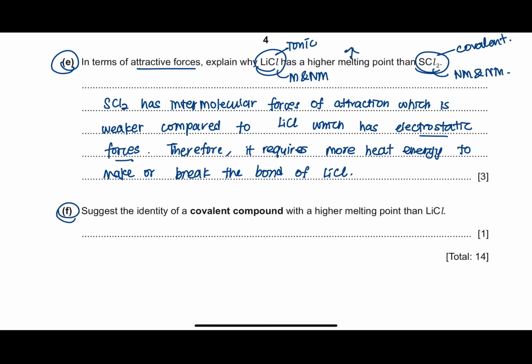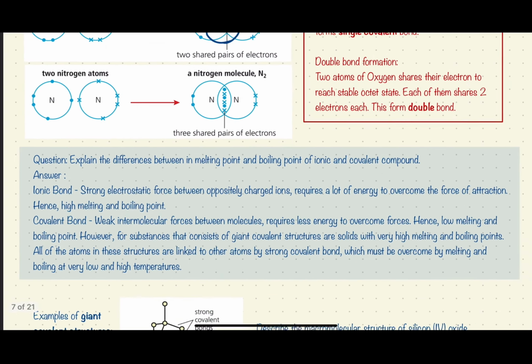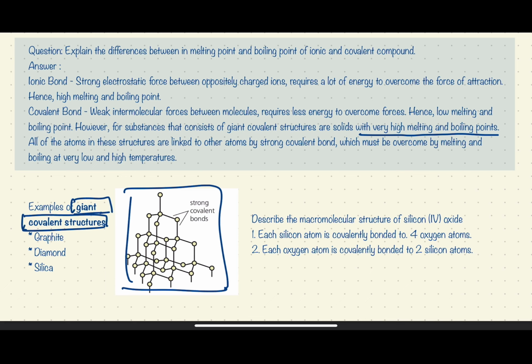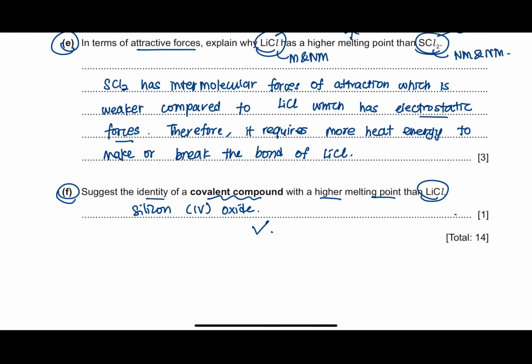Question F asks for the identity of a covalent compound with a higher melting point than lithium chloride. So if you refer to the notes, you would see that for covalent bonds, you have simple covalent bonds which look like this, and also you have giant covalent structures which look like this. Even though they're covalent bonds as well, they actually have a very high melting and boiling point, as they are made up of giant covalent structures. So there are a few examples for this, which are graphite, diamond, silica, and also silicon oxide. You can use one of these as an example, and I'm going to use silicon oxide over here.